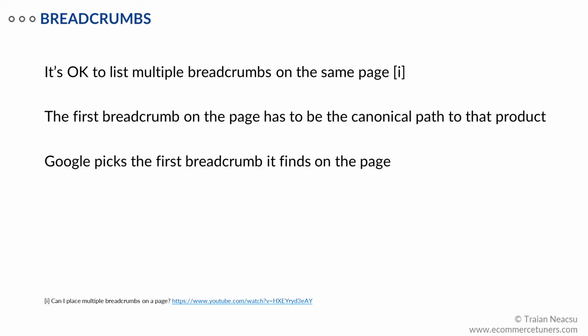If a product belongs to multiple categories, it's okay to list multiple breadcrumbs on the same page, as long as the product is not categorized in too many different categories. However, the first breadcrumb on the page has to be the canonical path to that product, because Google picks the first breadcrumb it finds on the page.